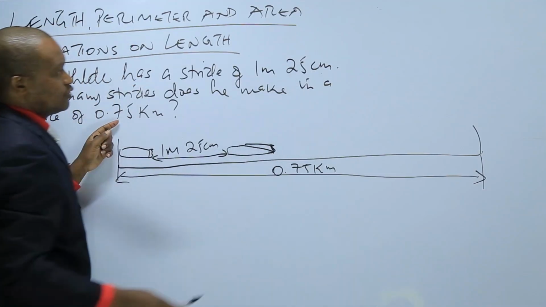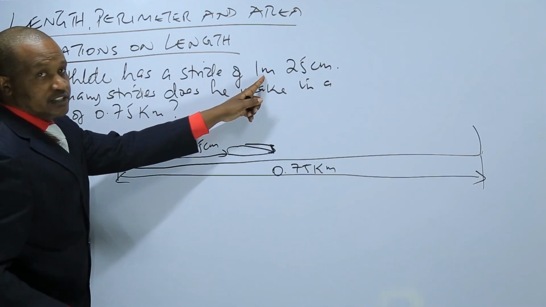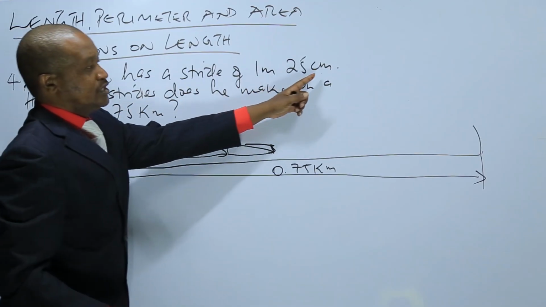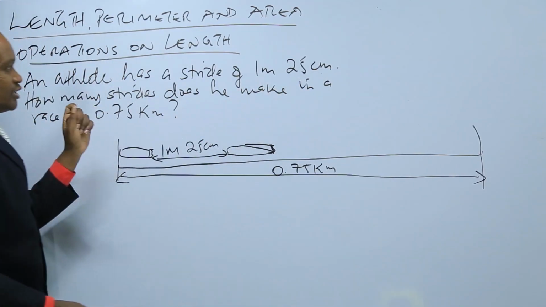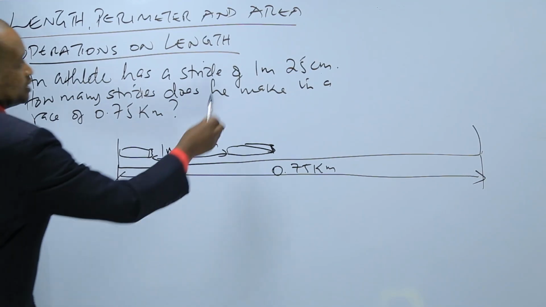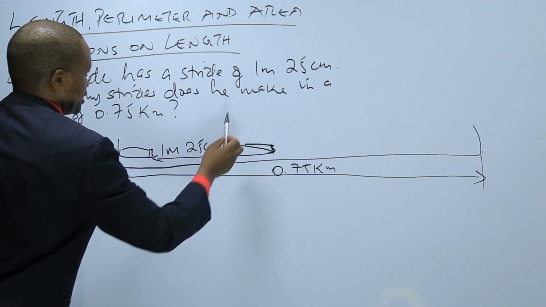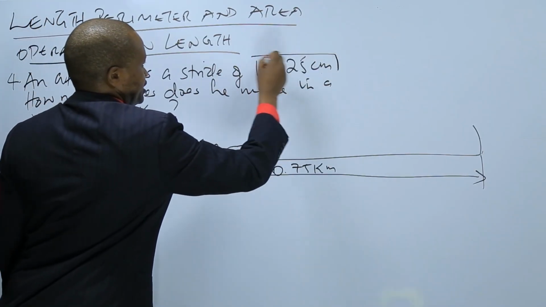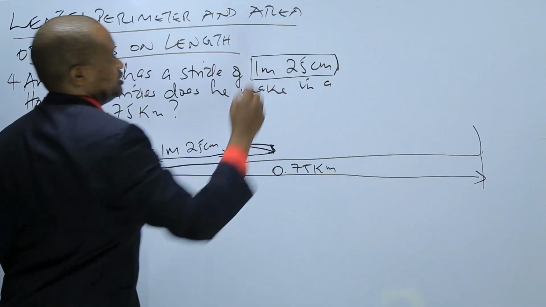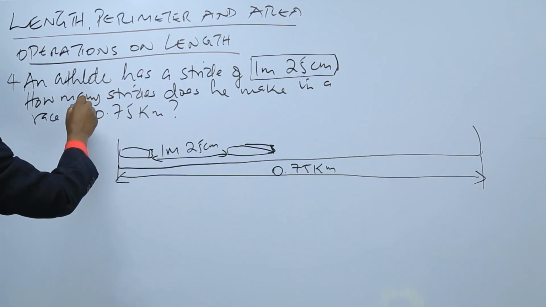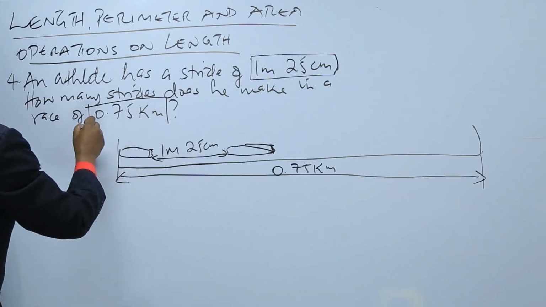So we are going to convert the meters and the kilometers into centimeters. Then we will answer the question, how many strides does he make in a race. So let us first convert. This stride is in meters and centimeters. This race is in kilometers.